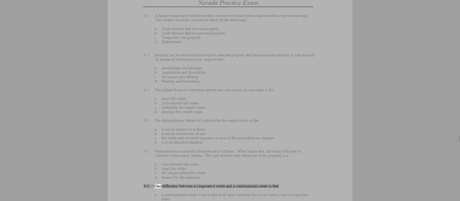S6. One difference between a cooperative estate and a condominium estate is that A. A condominium owner owns a unit of airspace whereas the co-op owner owns a proprietary lease. B. A condominium sale adversely affects other unit owners. C. The co-op owner owns stock and a freehold real estate interest whereas the condominium owner simply has a proprietary lease. D. The condominium owner owns the common elements and the airspace whereas the co-op owner only owns the apartment.